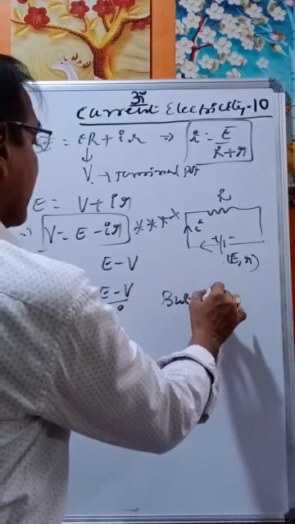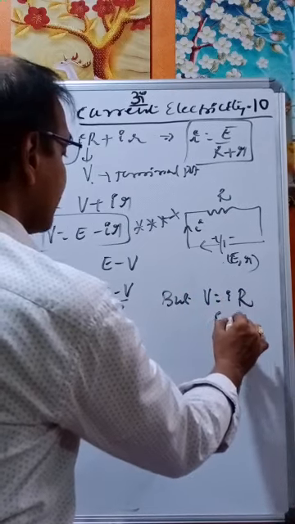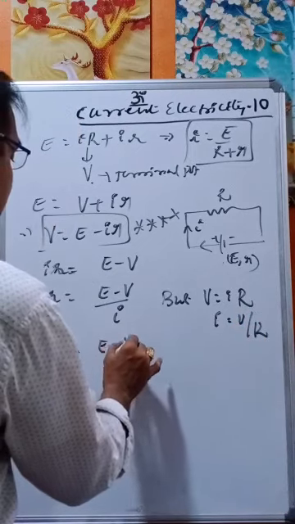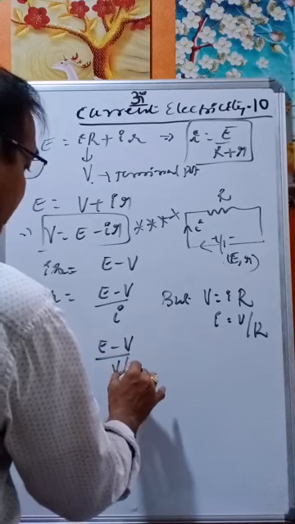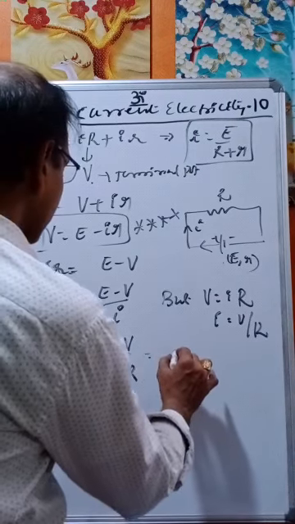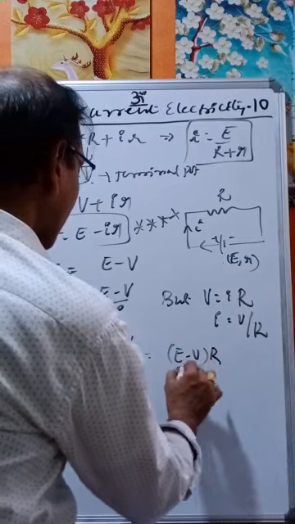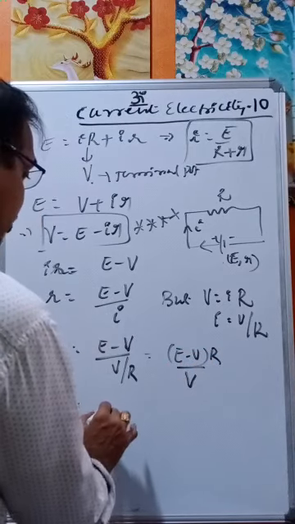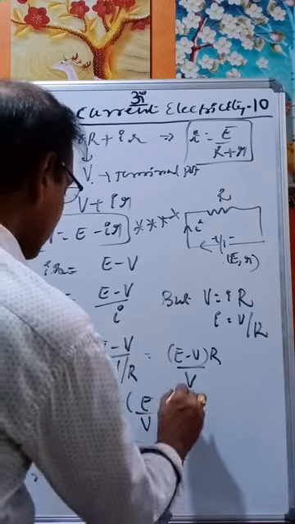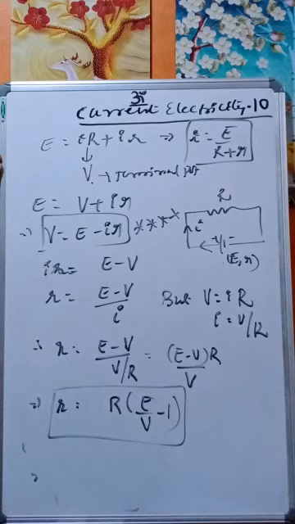But again we have, as V is equal to IR, I is equal to V by R. Therefore, r is equal to (E minus V) by (V by R). This implies r is equal to (E minus V) into R by V. This implies internal resistance r is equal to R into (E by V minus 1).